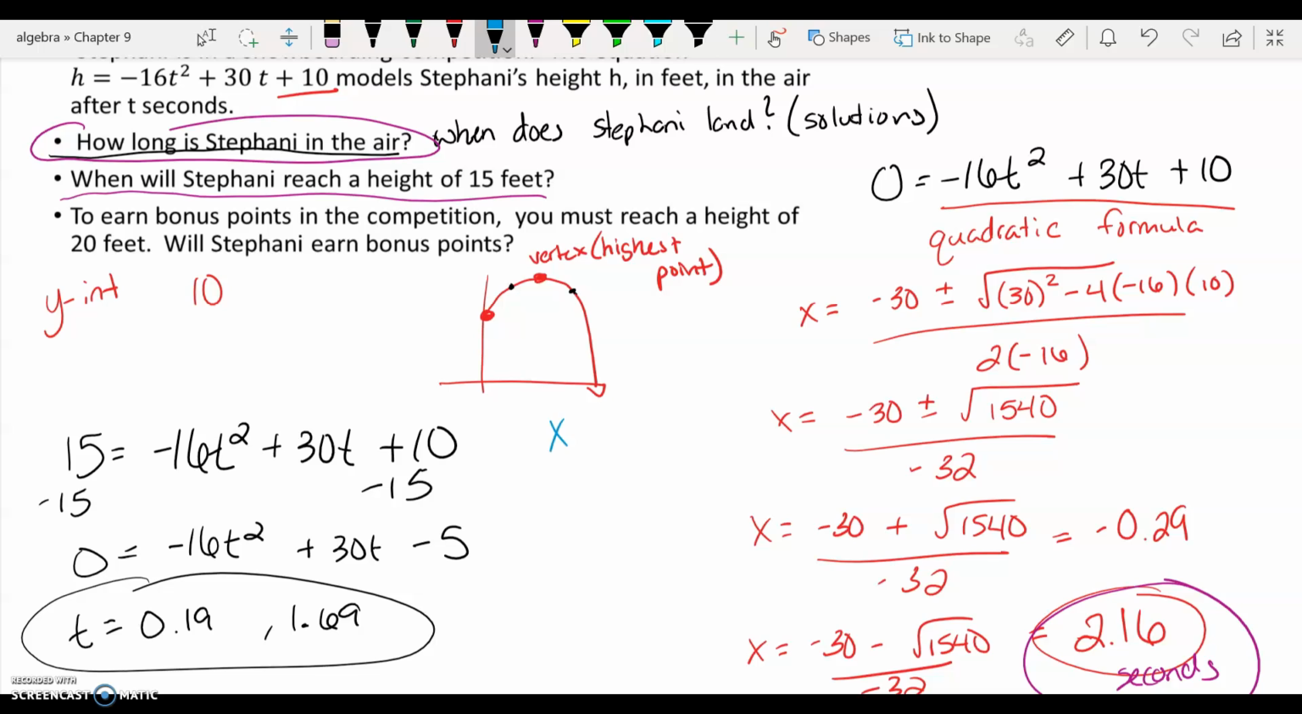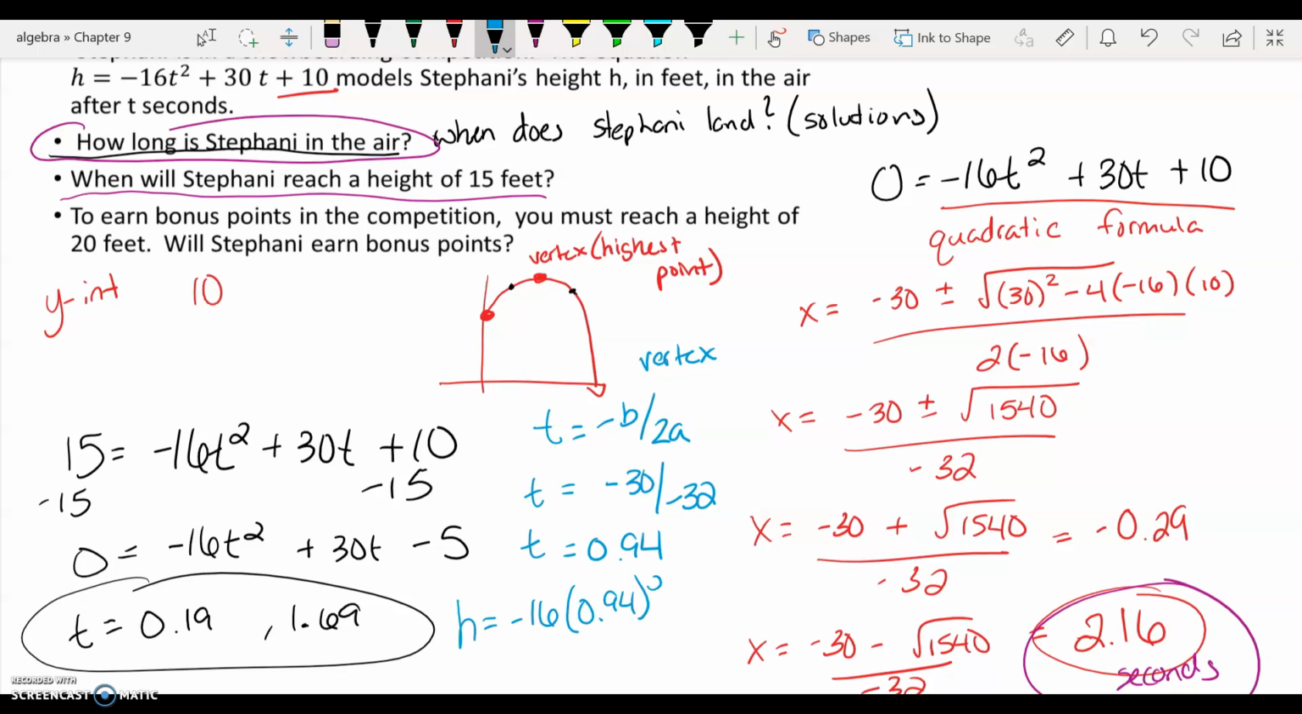Right? So if you remember, it's x equals negative b over 2a for our vertex. So when I do that, I get negative 30 over negative 32, which is 0.94. Now, I'm going to plug that in to figure out if she reaches that height. So now I have her height equals negative 16 times 0.94 squared plus 30 times 0.94 plus 10.